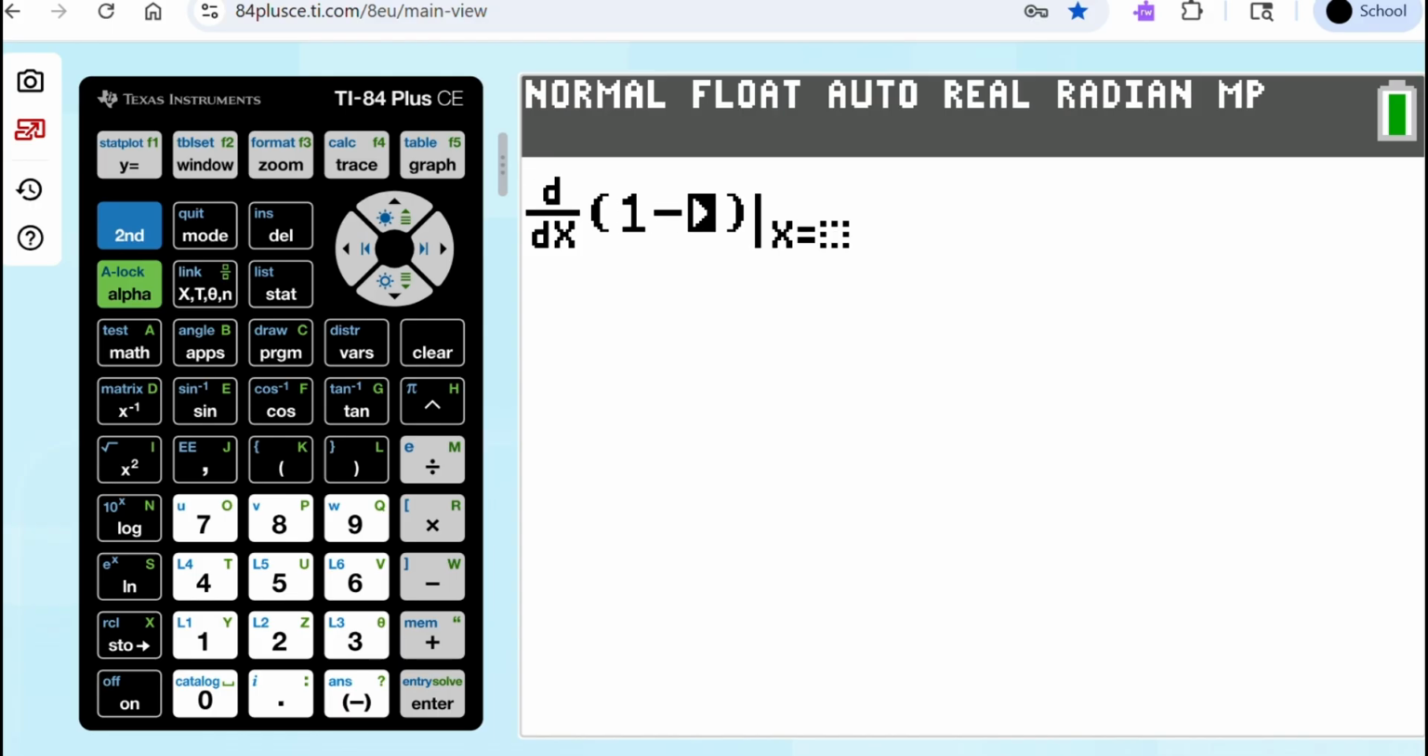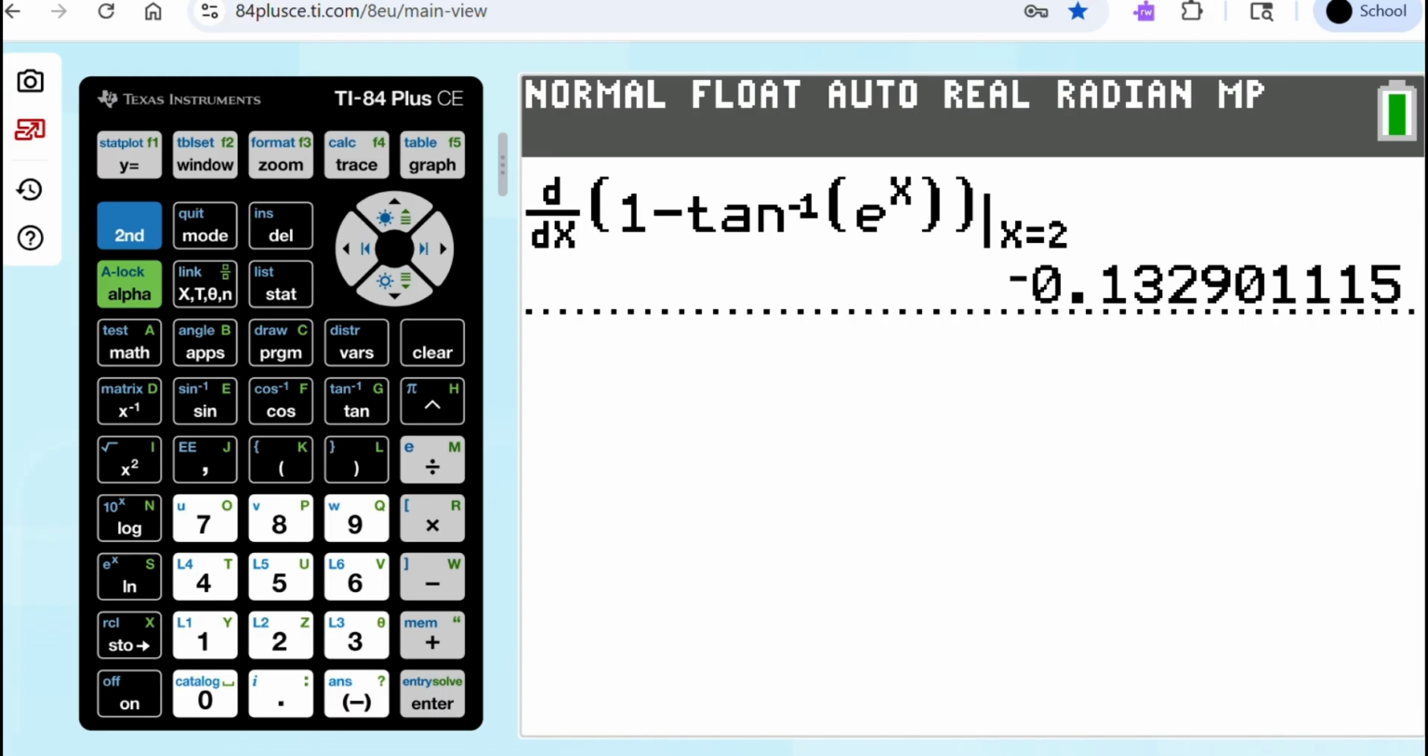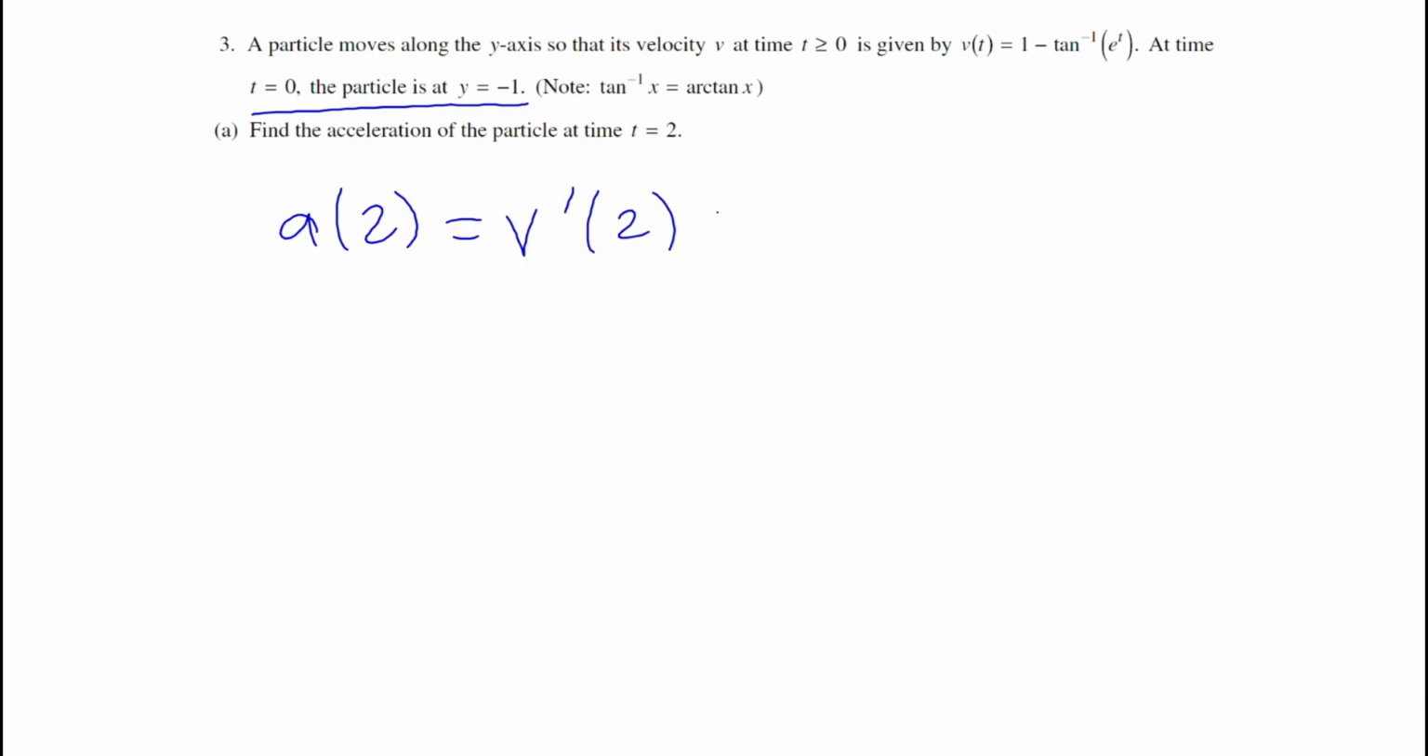Our function was 1 minus the inverse tangent of e to the t. So we'll do e to the x. And we wanted to find this at x equals 2. So we'll just hit enter there and get negative 0.133. And they just gave you 1 point here for the answer in part A.